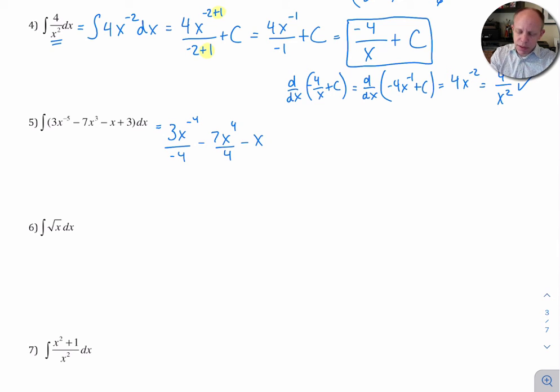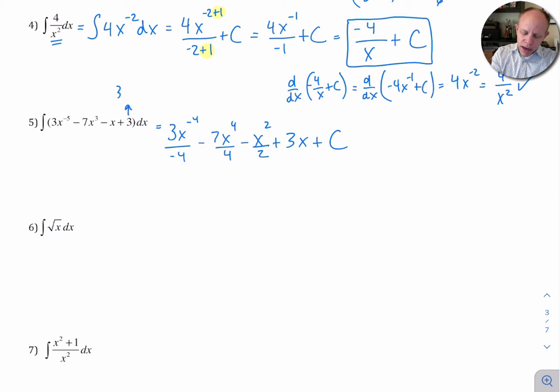Minus x, so this was x to the first, it will now be x squared over 2. And then plus 3, that one's going to be plus 3x, and then plus c. Now the 3 to the 3x, you might think, oh, I have to memorize that. How's that going to work? Well, it actually is the power rule.